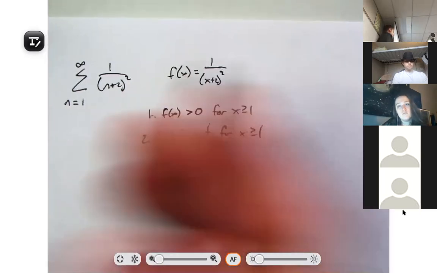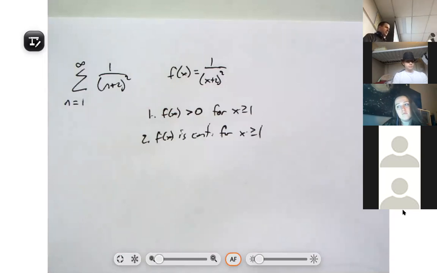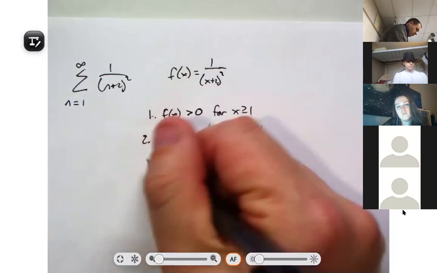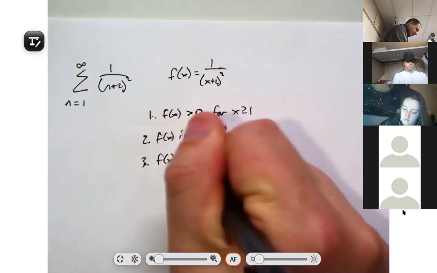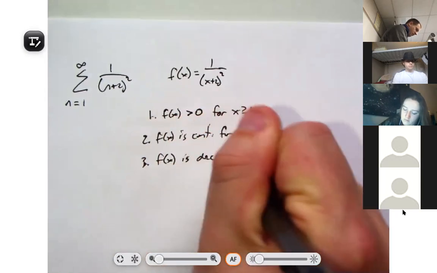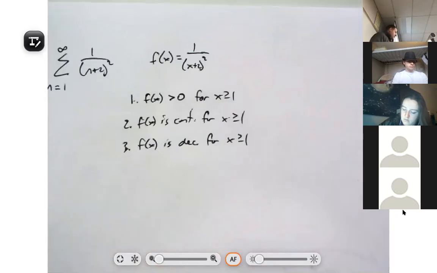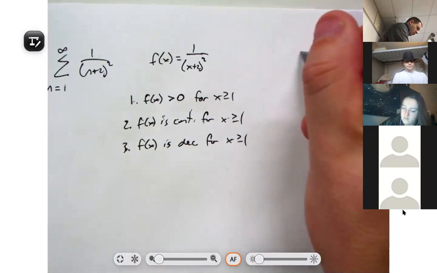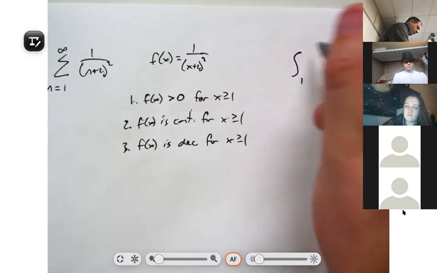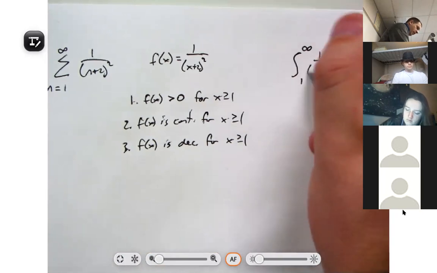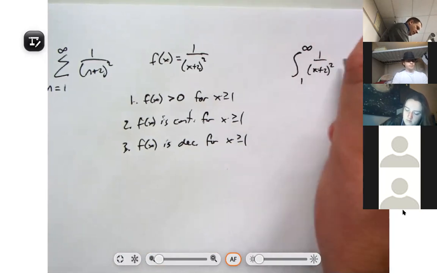And yes, this is where the FRQ would probably tell you it's decreasing. I would just make sure you state it. So 3, f of x is decreasing for x greater than or equal to 1. That means we can use the integral test. Let's do it. So we're going to do the integral from 1 to infinity of 1 over x plus 2 squared.